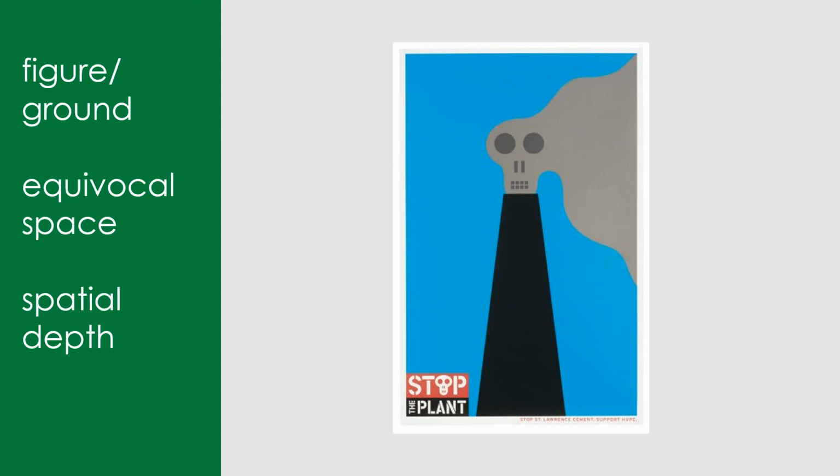All right, so let's look at a couple examples, test our skills. So in this ad, what are the figures? Right, so there's a smokestack, there is some smoke, there's a skeleton face on top of the smoke, and there's a logo at the bottom, right? So those are all figures. The background would be the blue, we'll say sky.